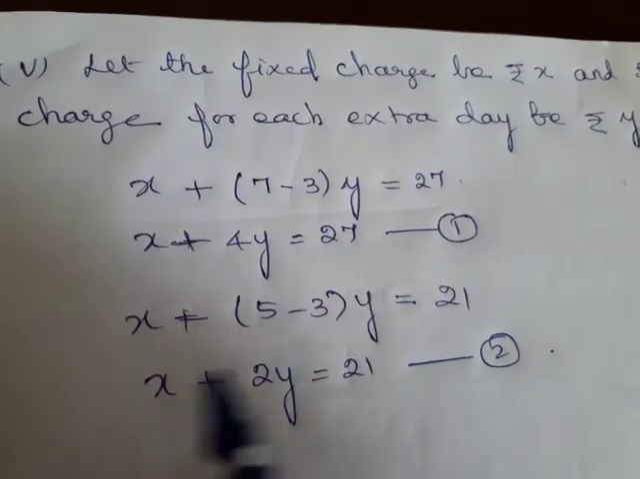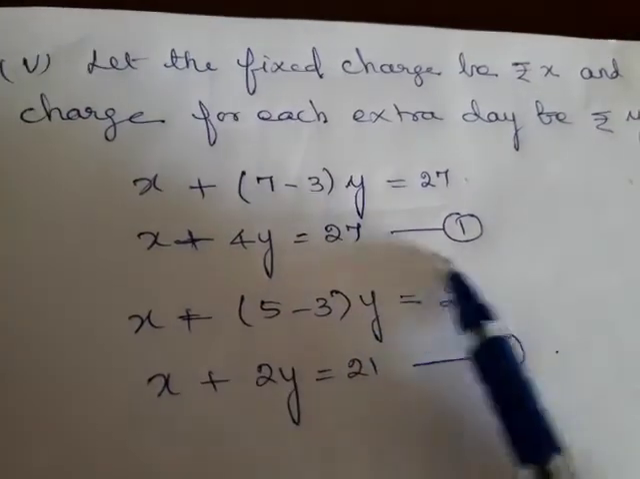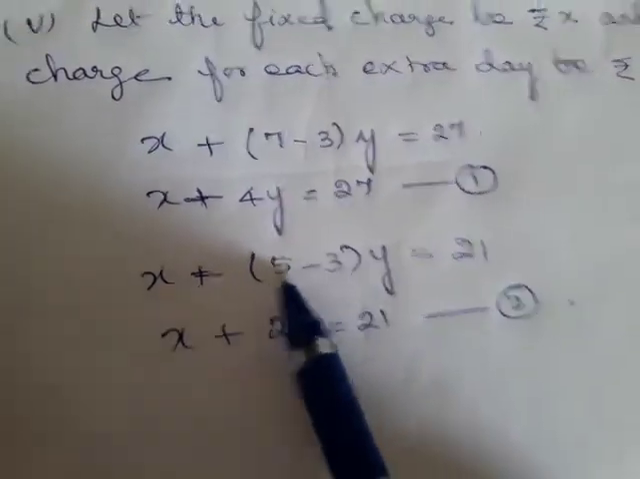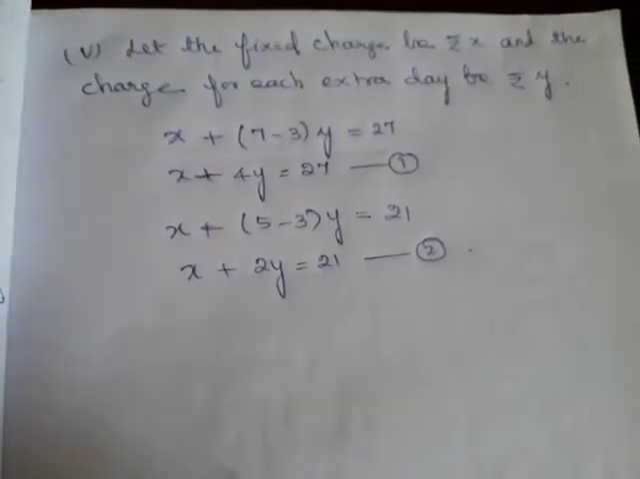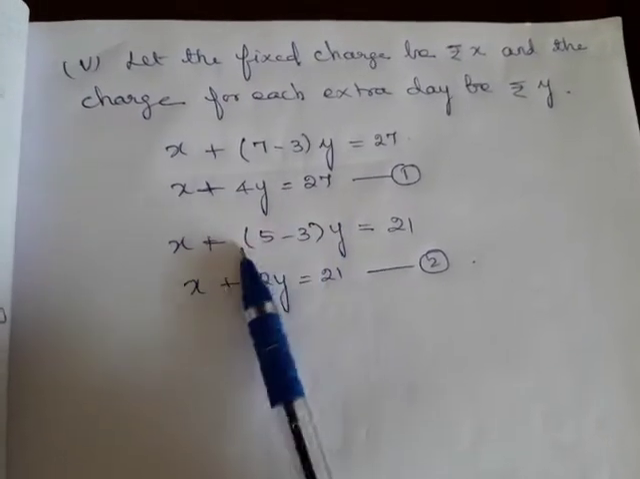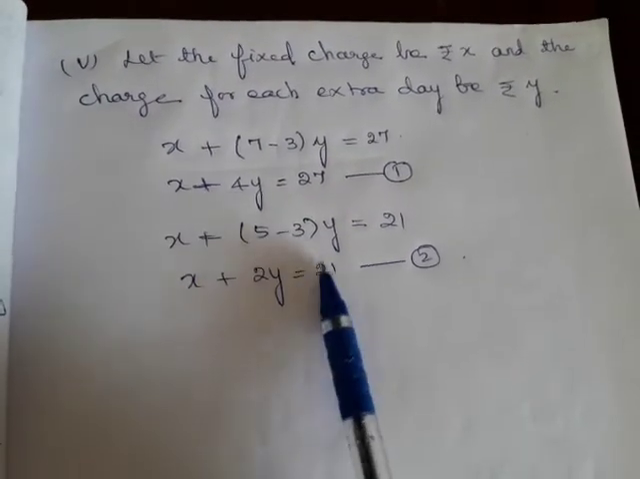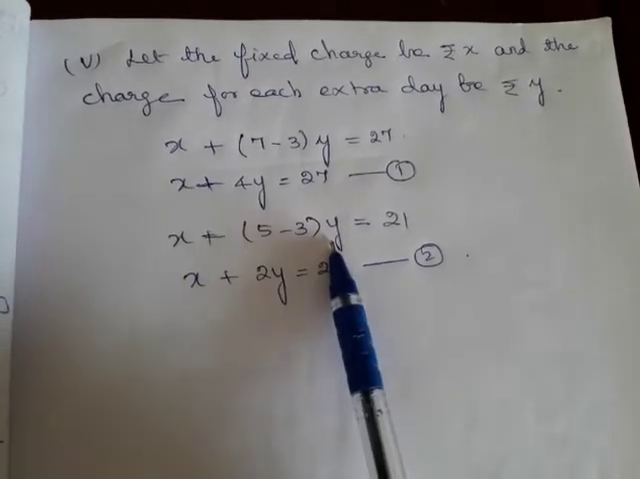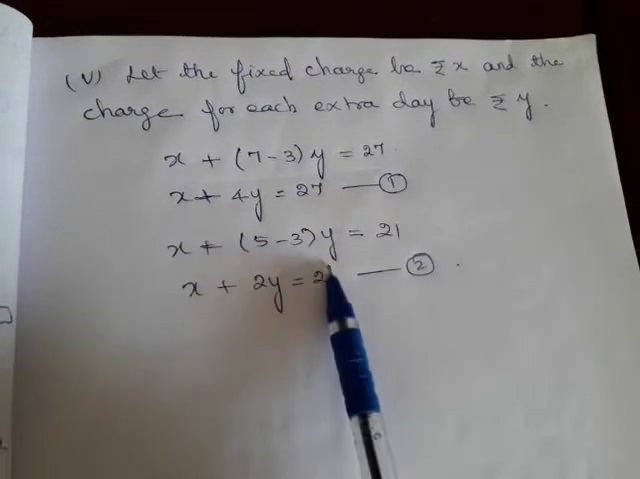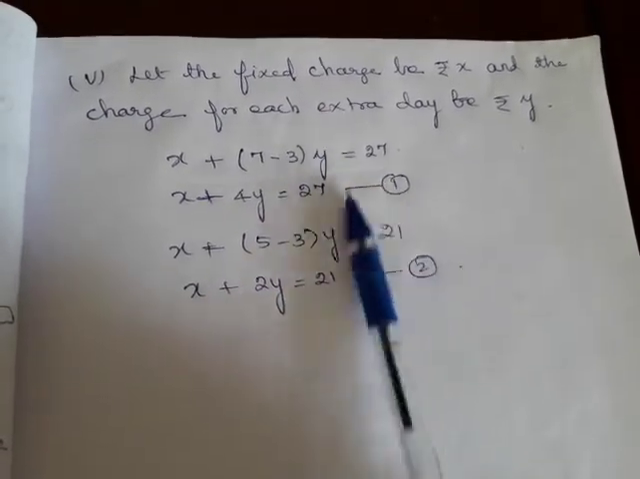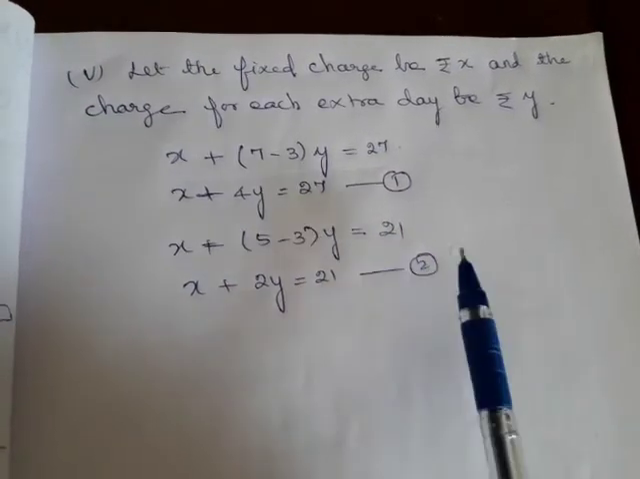The same way, for another person who paid 21 rupees for 5 days: x plus 5 minus 3. If you remove those 3 days from the 5, the remaining is 2 days. For those 2 days she paid y rupees, which equals 21. So this is our first equation and this is our second equation.